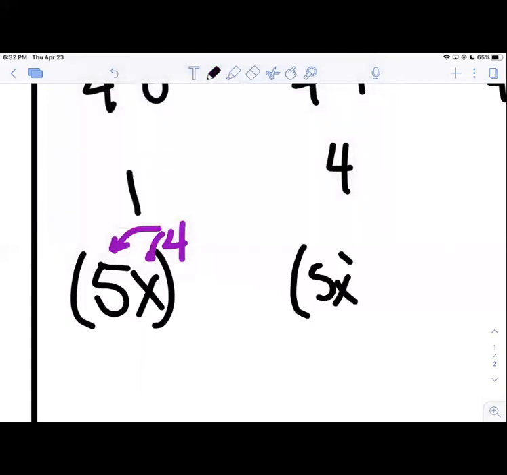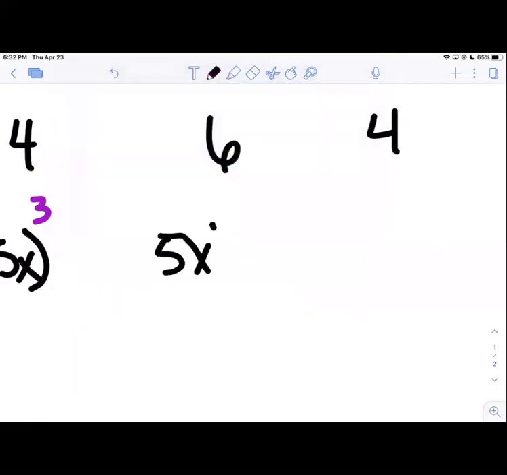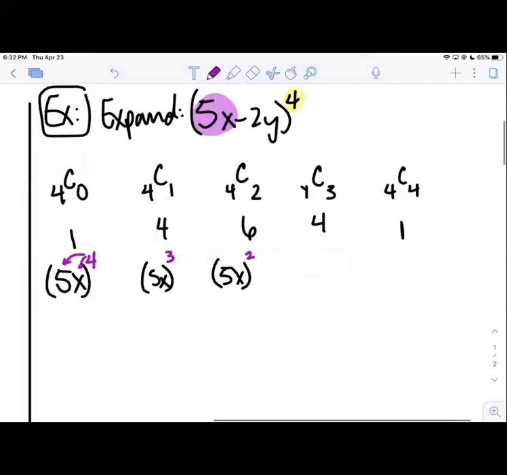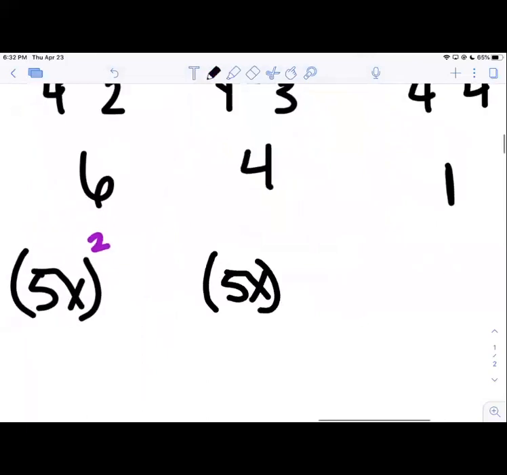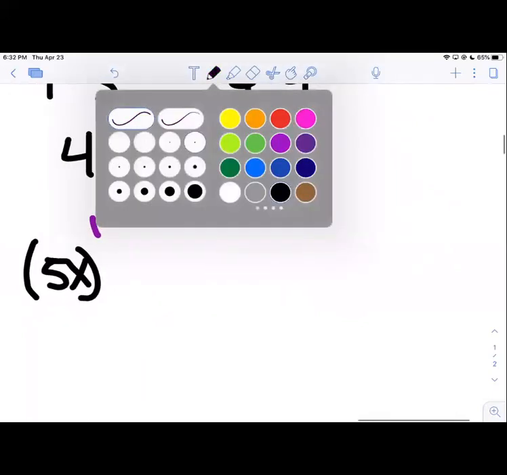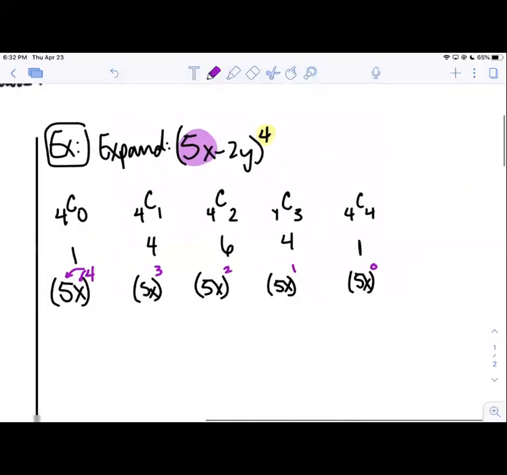Now we're going to do 5x to the 3rd. 5x to the 2nd. Okay, that's right so far. 5x to the 1st, and then technically 5x to the 0, which we are going to write for practice right now. If you feel like you're too cool for school and you're not going to mess it up, I guess you don't have to write it because it's just equal to 1, but I'm going to keep writing it to remind us it still exists.